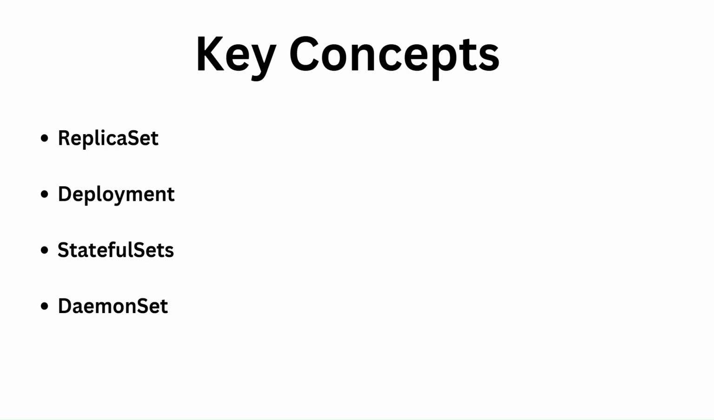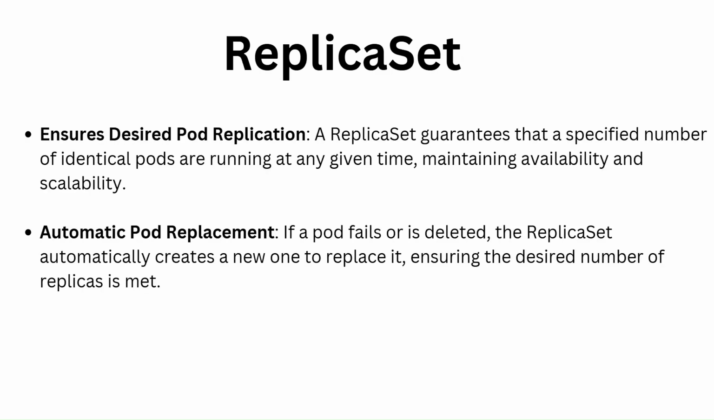In this video, we will talk about some of the key concepts of Kubernetes application deployment. Number one, replica set. Replica sets guarantee that a specific number of identical pods are running at any given time, maintaining availability and scalability.